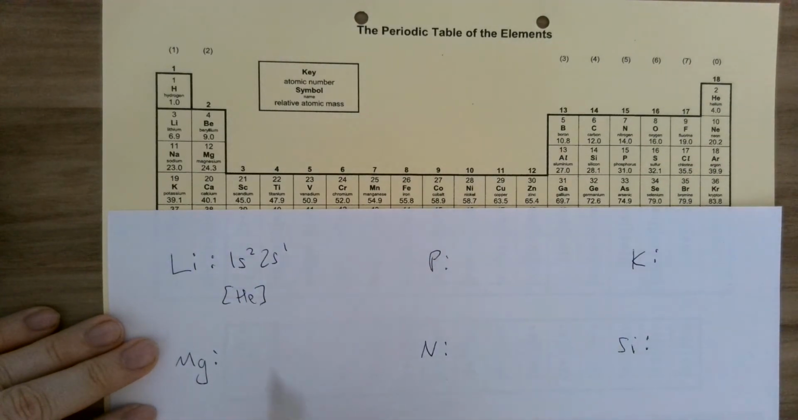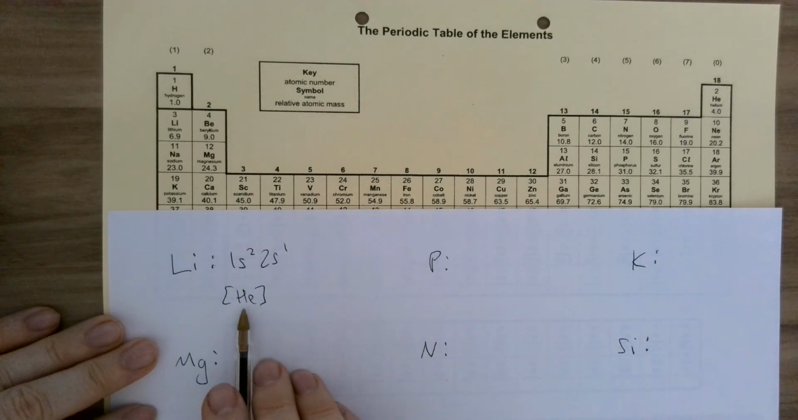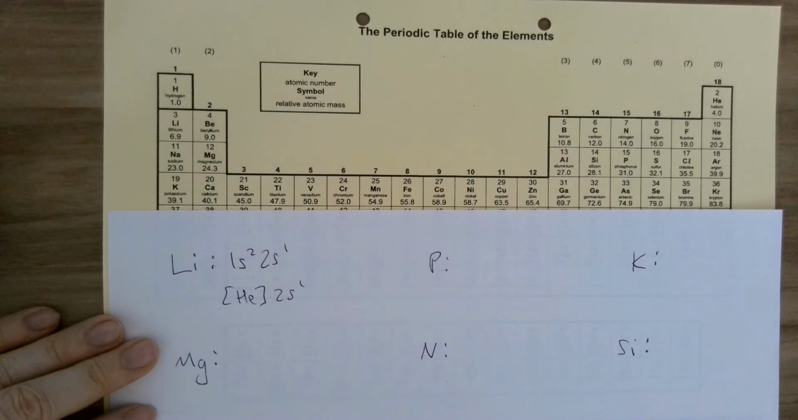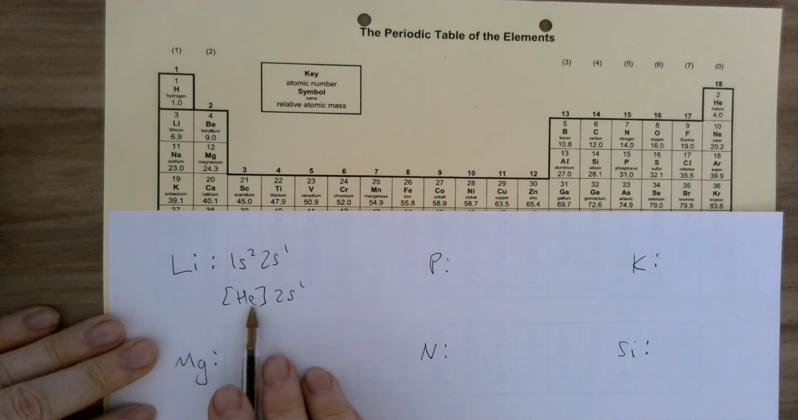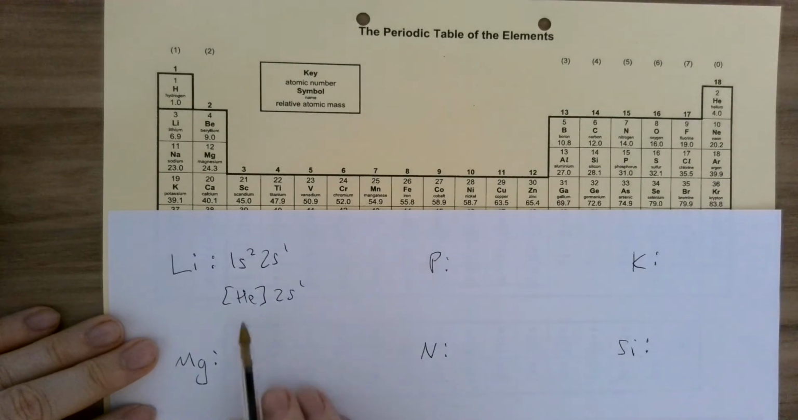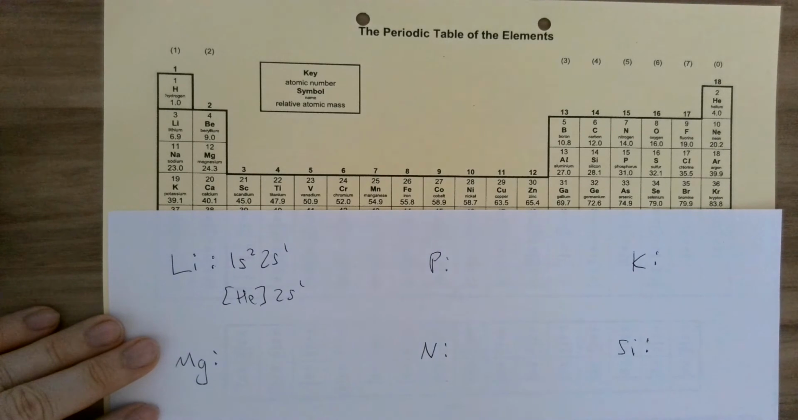Now, helium on its own would have the electronic configuration 1s2. So all lithium is the noble gas helium with an extra 2s1. Now at the moment that might seem like a pretty pointless thing to do, but we'll see later it's a lot quicker once you start getting further down the periodic table to use the noble gas configurations. So that's why we use them, to save time.